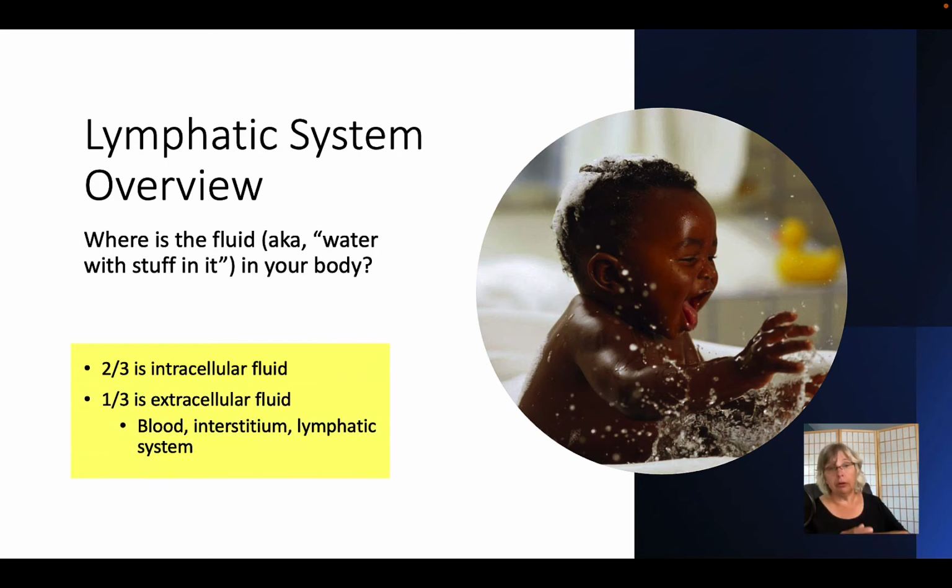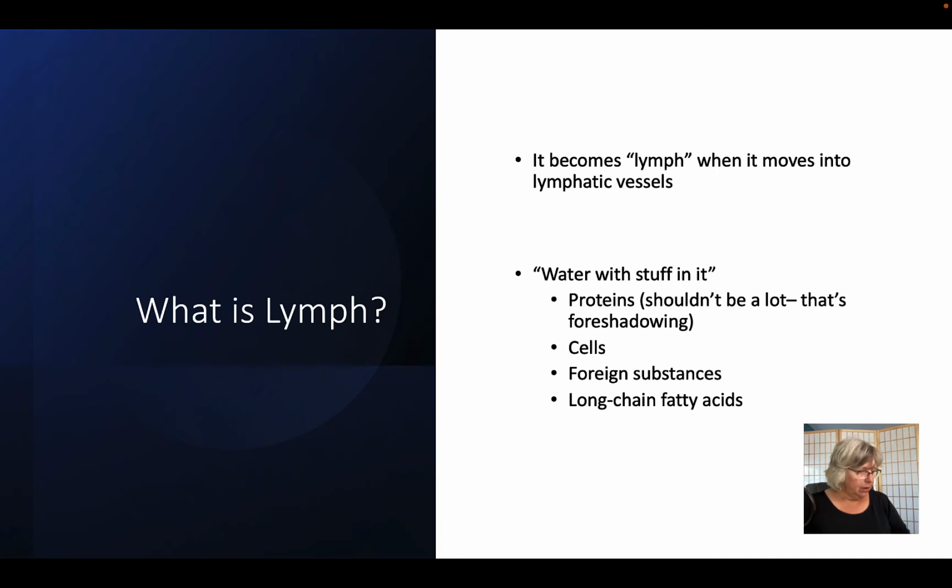And about 1/3 of our fluid is extracellular, and the extracellular fluid compartments are these: it's the blood, it's the interstitium, or that interstitial fluid, or it's in our lymphatic system. So let's ask this question now that we've set up all these ideas about a lymph water cycle in the body. What is lymph? What do you think is the answer?